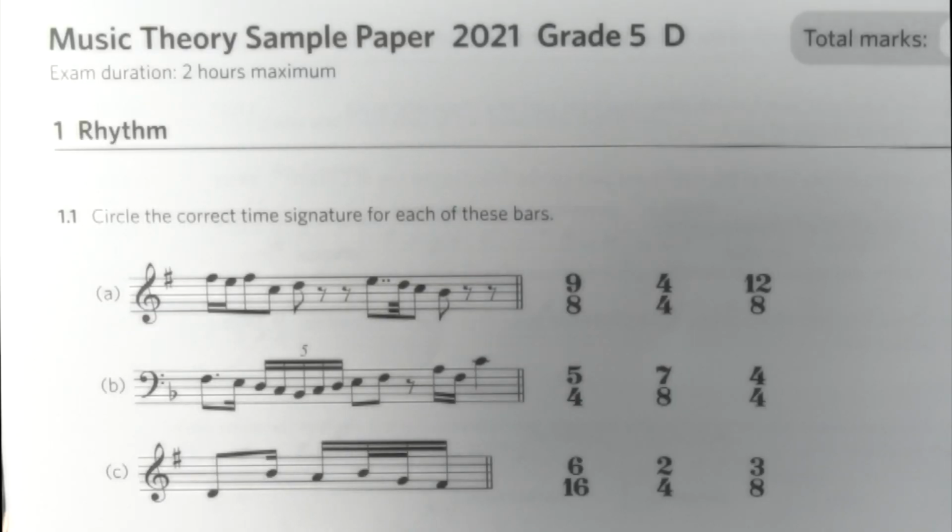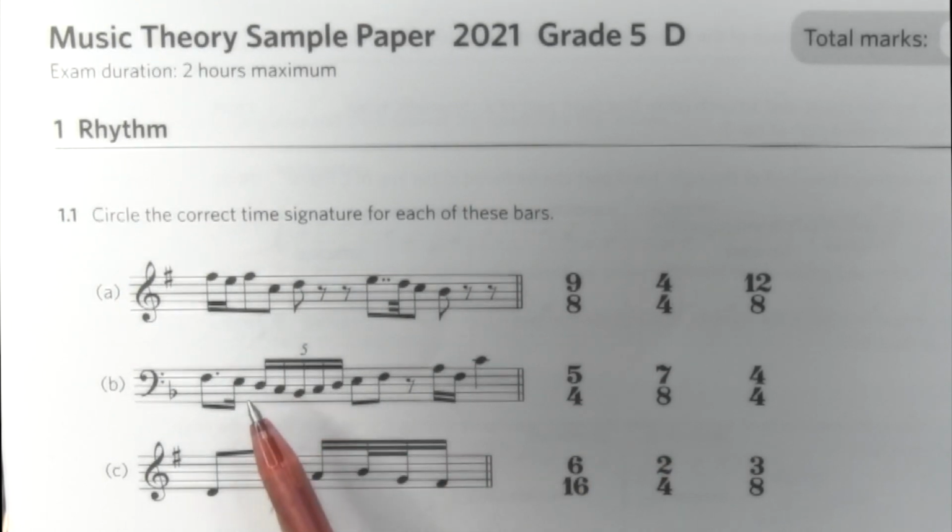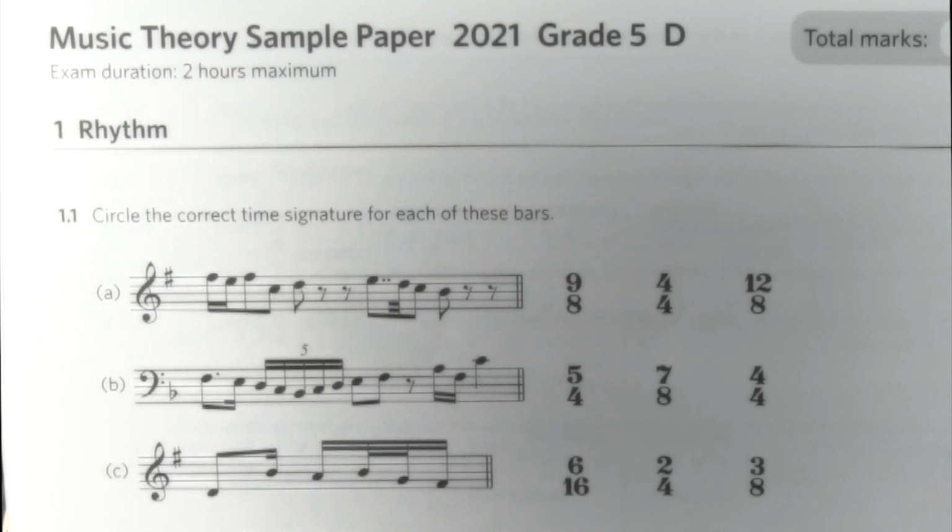The first section of this exam paper, grade 5, starts with rhythm. We are asked to circle the correct time signature of the given bars. As usual, I always recommend to look from above and see what catches your eye. Grouping is important. It tells us the movement of the conductor, the counting, the beating, the pace. So many things are included in the time signature, and the time signature really affects the grouping.